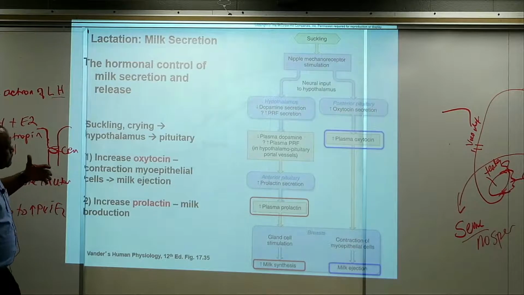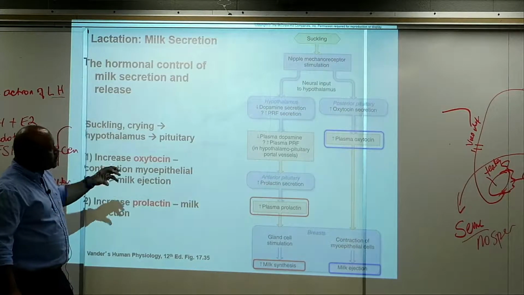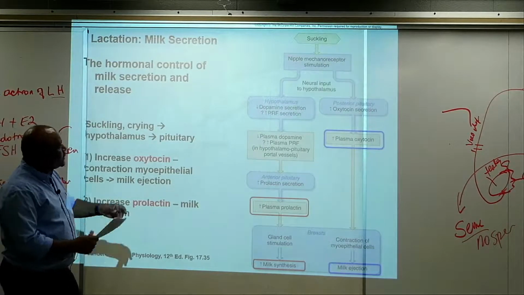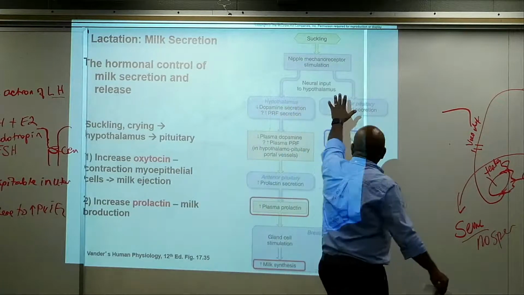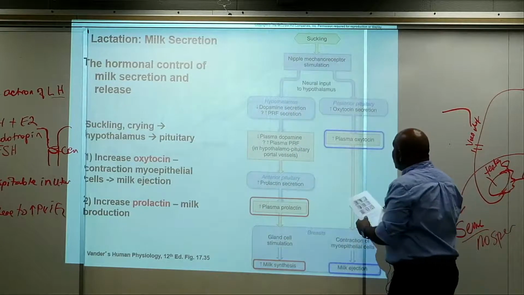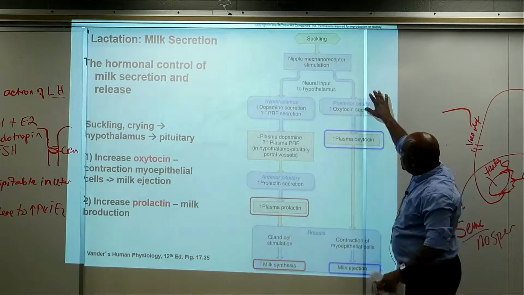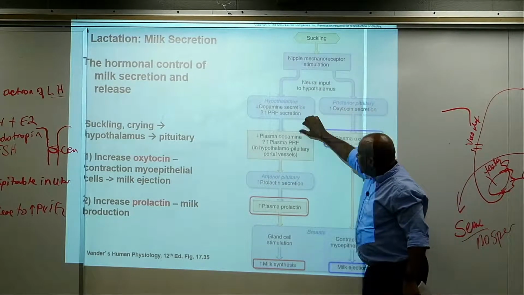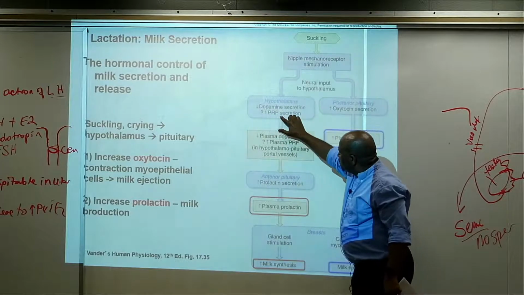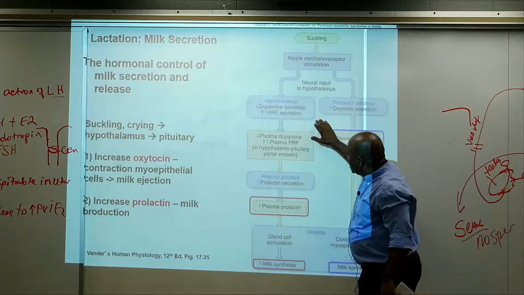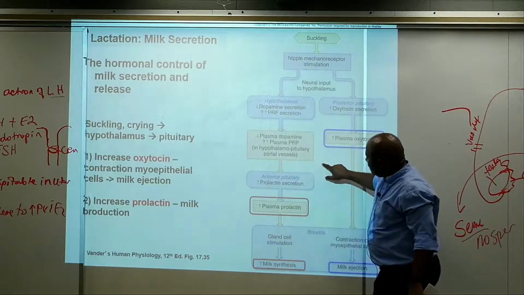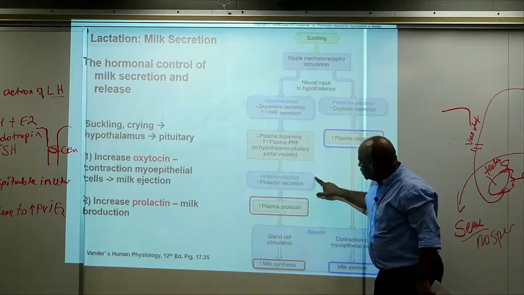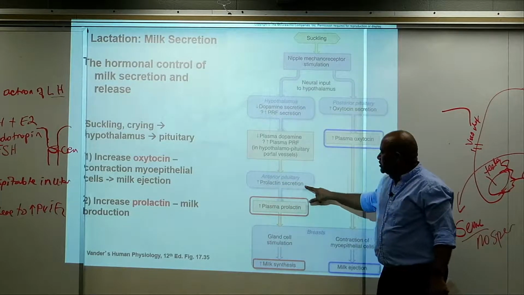So how does milk production take place? How are milk production and ejection controlled hormonally? This shows us that the suckling of a baby is a mechanical stimulation to the hypothalamus neurons. These hypothalamus neurons produce prolactin releasing factors into the plasma, and that leads to action on the anterior pituitary for increasing prolactin secretion.